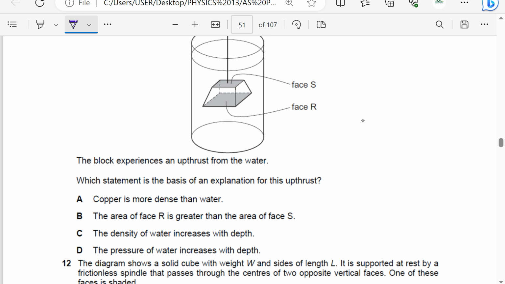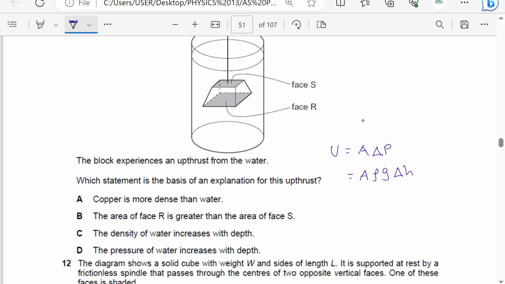Okay, so we know that upthrust is given by the cross-sectional area times the difference in pressure. So the upthrust is going to be the cross-sectional area. Of course, pressure is going to be density times g times change in height. So this will be density times g times the difference in height.